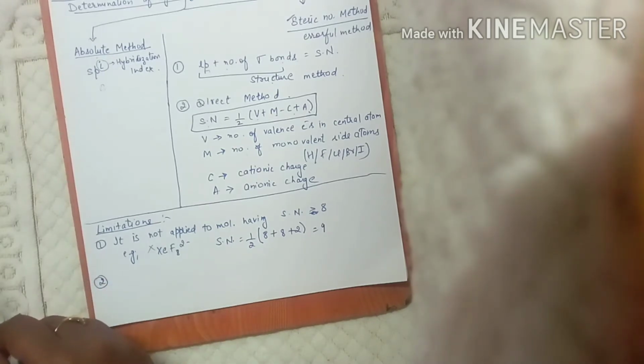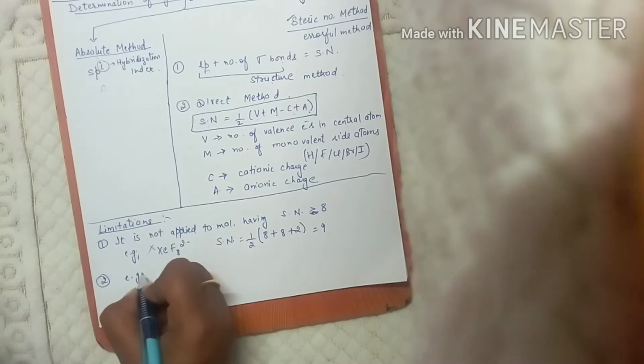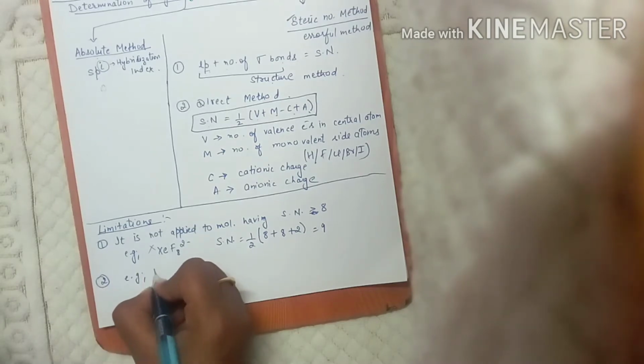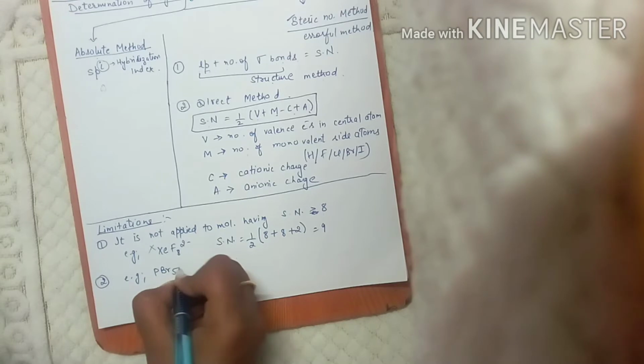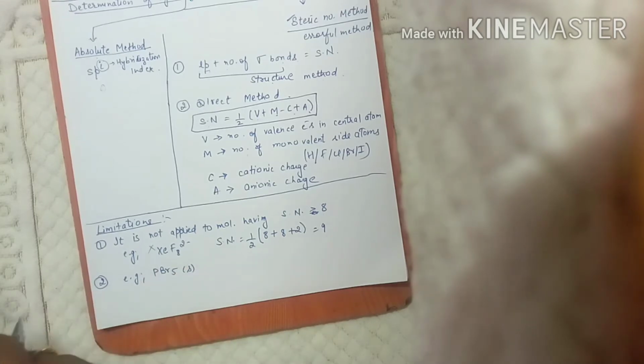Second, it is not applied when the solid state of a compound is given. You can write it down. It is not applied when the solid state of a compound is given. For example, PBr5 solid. This is the second limitation.